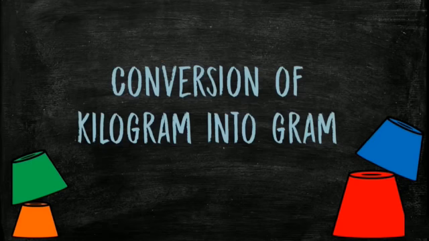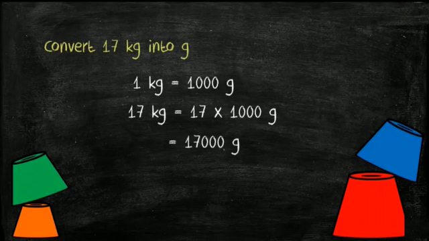Now let's see the conversion of kilogram into gram. Let's see an example of it. Convert 17 kilogram into gram. As we know the formula, 1 kilogram is equal to 1000 gram. So we will multiply the number by 1000. The number is 17. 17 multiplied by 1000, you will get the answer 17,000 gram.